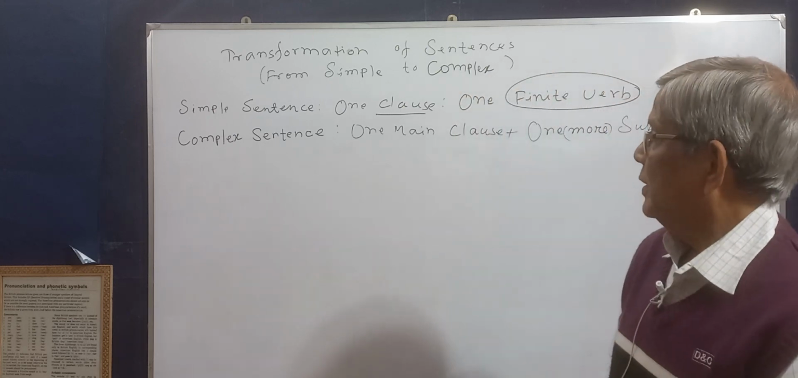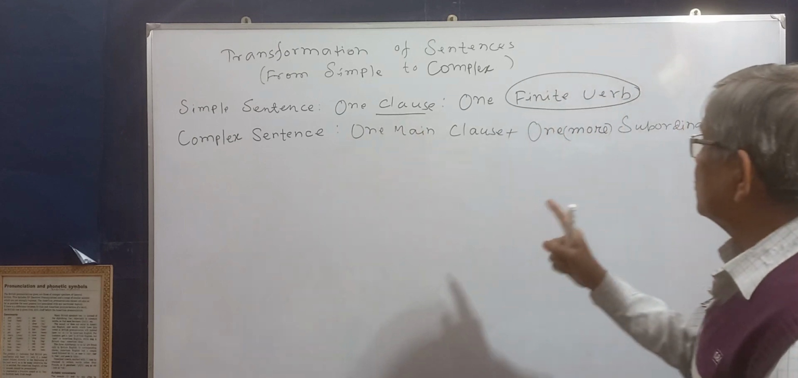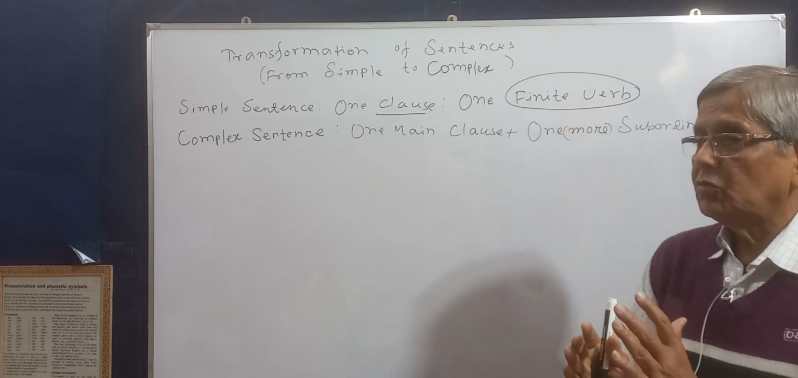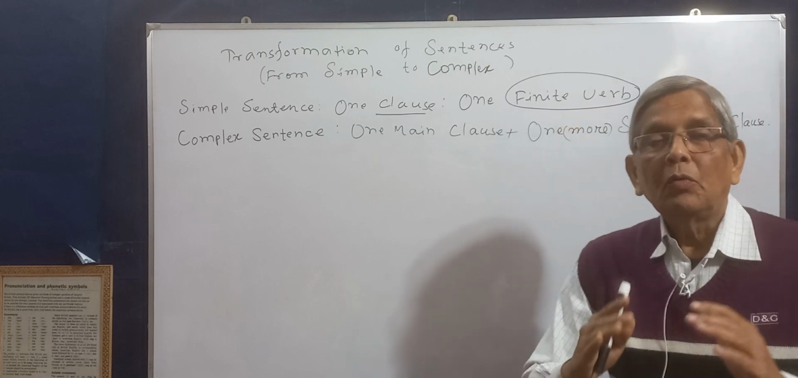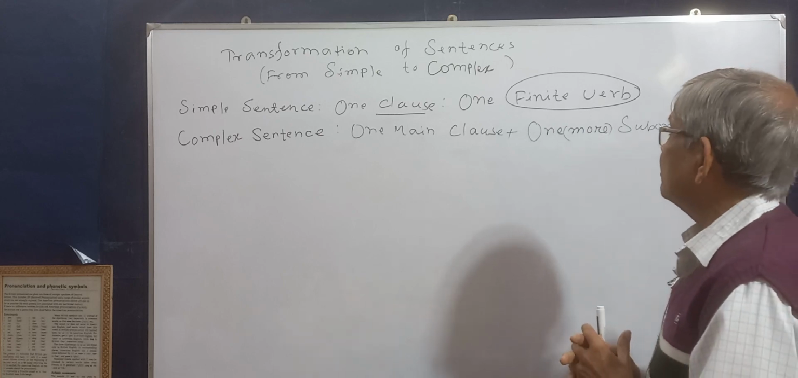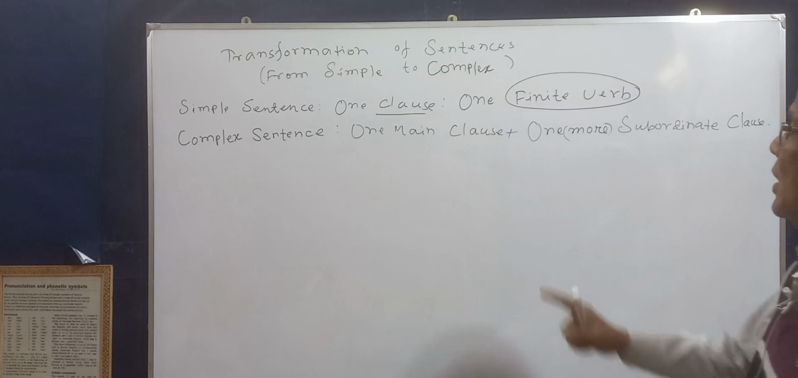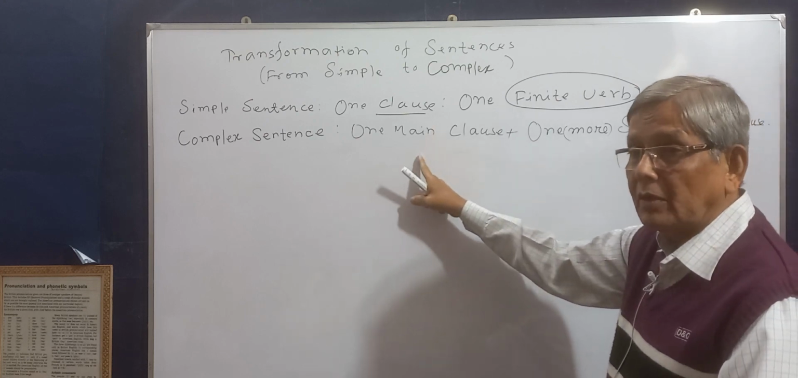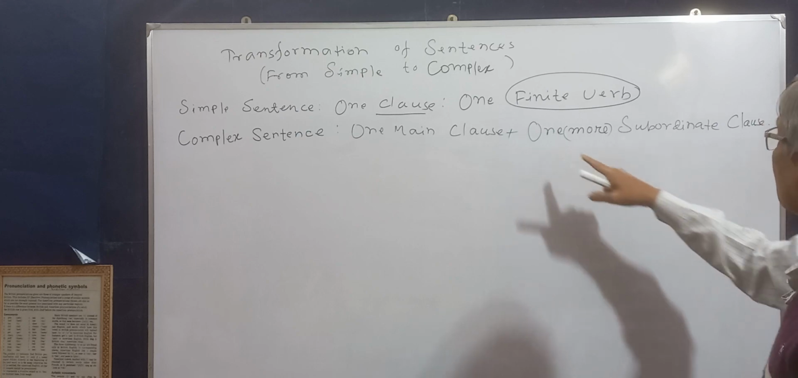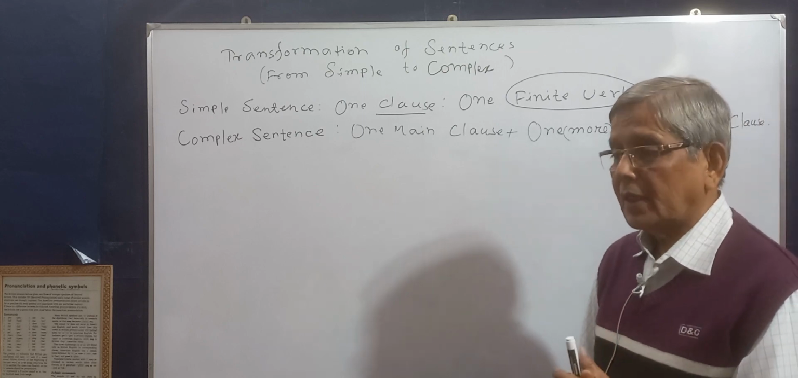We know that a simple sentence has one clause, and a clause must have one finite verb. We can never make a clause without a finite verb. We can never make a simple sentence also without any finite verb. But a complex sentence has one main clause, only one main clause, and at least one subordinate clause. The number of subordinate clauses may be more than one, but there must be one.